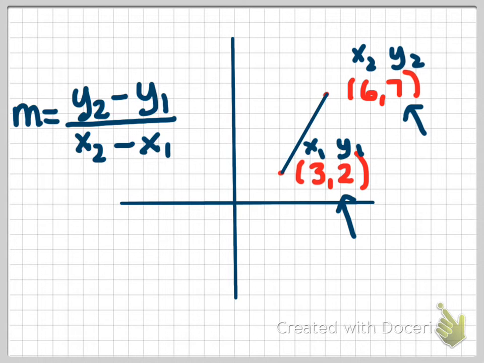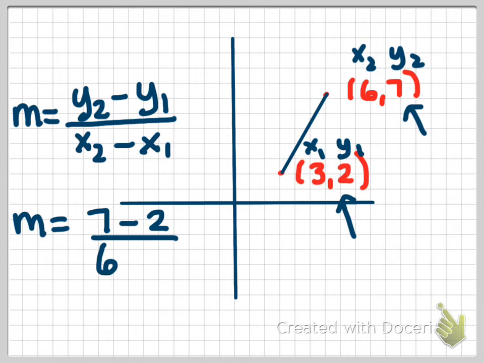So the line moved from point 1 to point 2. What we're going to do is subtract. So y2 is 7 minus y1 is 2. x2 is 6 minus x1, which is 3. So the slope is 5/2. Oh, 5/3.